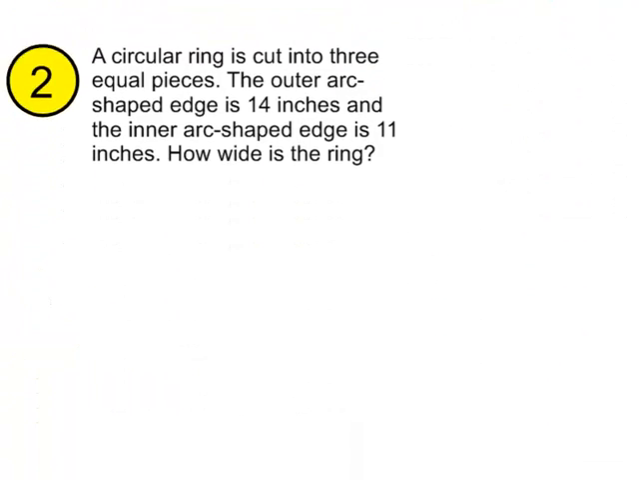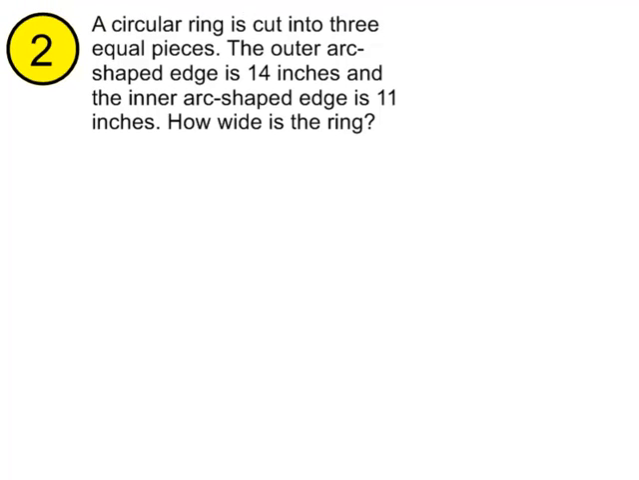All right, here a circular ring is cut into 3 equal pieces. The outer arc-shaped edge is 14 inches, the inner arc-shaped edge is 11 inches. How wide is the ring? We're not provided a picture this time, so we'll go ahead and have to draw it. And we'll make certain assumptions here.